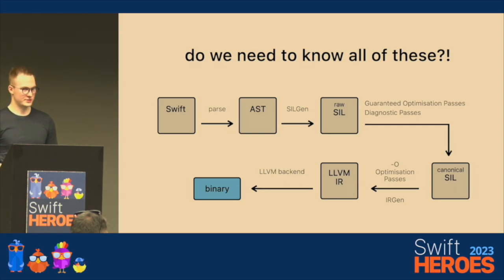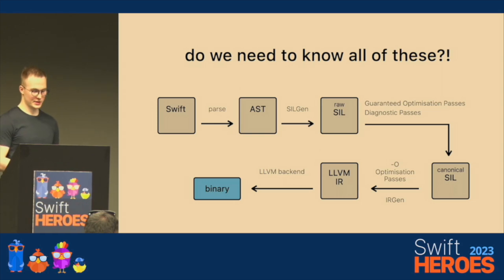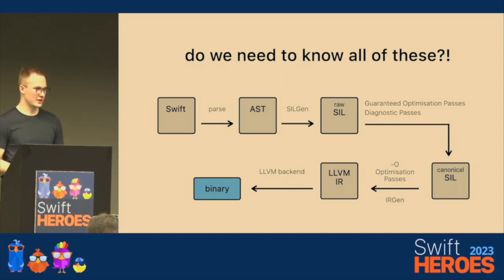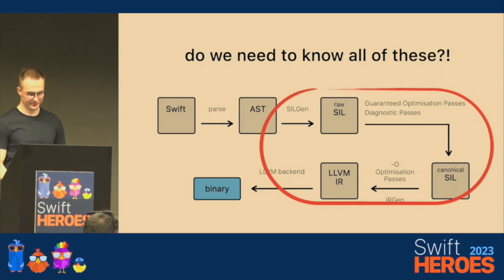So what part will we dive into? In other words, do we need to know all of this? Looking into Parse and Sema won't give us many details. SILGen produces raw SIL, matching basic data flow and dispatch requirements. Then both diagnostics and guaranteed optimizations are applied even with optimizations disabled. And then general SIL optimization passes are run optionally. We do not need to care about the transformation to LLVM intermediate representation, since it has nothing to do with the Swift ABI itself, but with LLVM. So we will cover only the highlighted parts today.